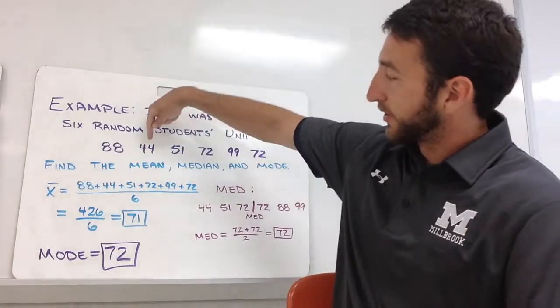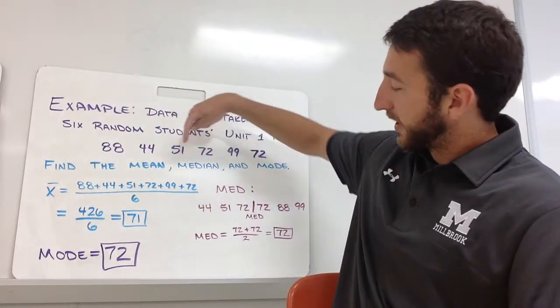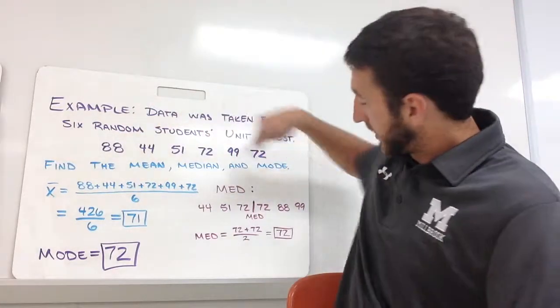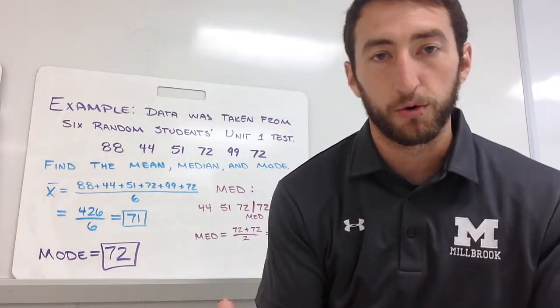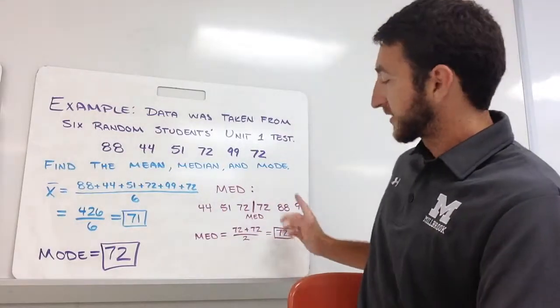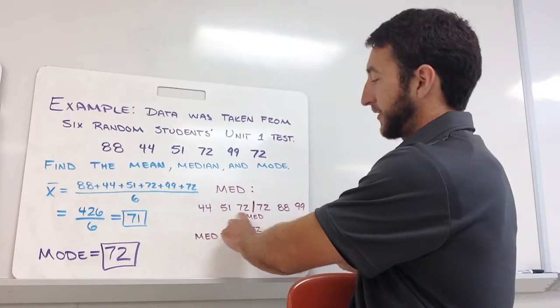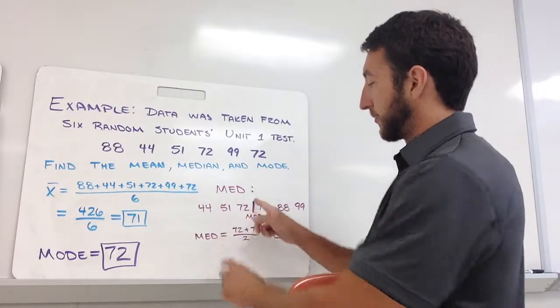And then the median, what we want to do is take the data points, arrange them in order. So we start with our smallest. That was 44. Then our next smallest, 51. Then we got 72, 72, 88, and then 99. Once you get them in order, we find the middle. So I know that there's 6, so that means if I divide that number in half, that's 3. So I'm going 3 from the left, 3 from the right. That number is right in the middle.